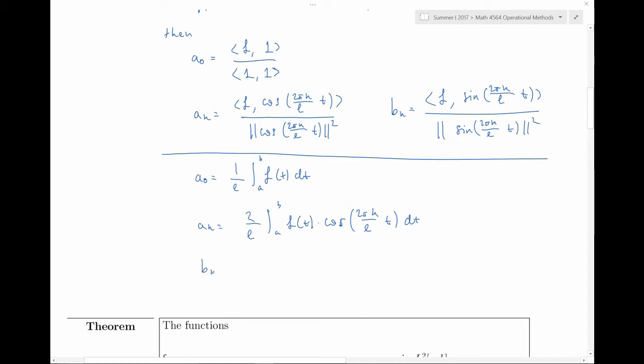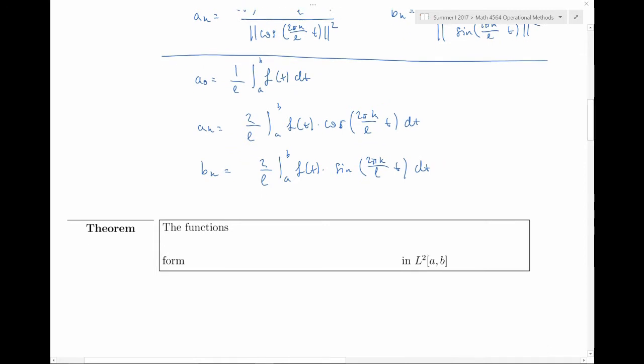And the coefficient b k is going to be the integral from a to b of f of t times sine of 2 pi k over L t dt. And again, the norm squared of those functions is L over 2. Therefore, it's going to be 2 over L in front of the integral. Taking all of this into consideration, we have the following theorem.